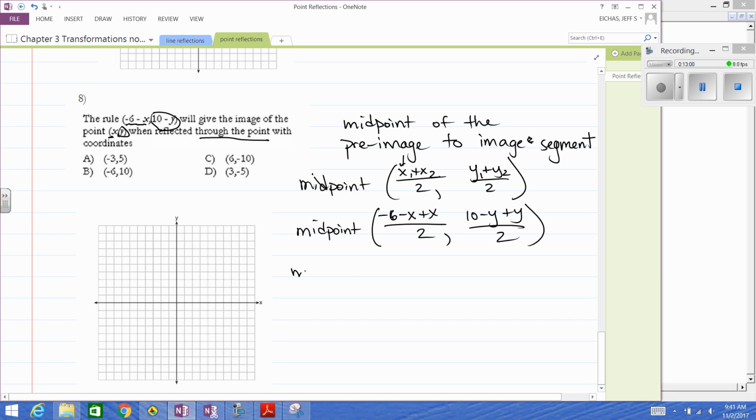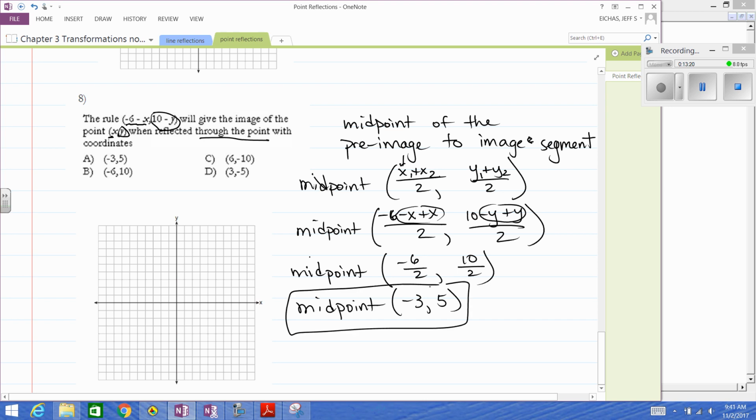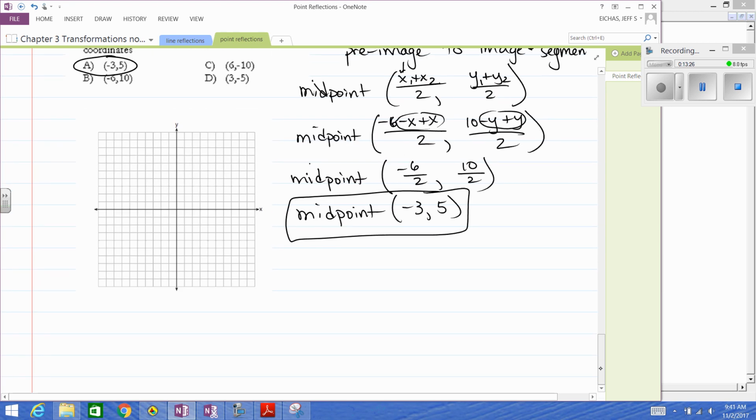Okay, so here goes. So the midpoint for this rule, negative 6 minus x plus x, that's going to go to 0. So it's really negative 6 over 2. That's going to go to 0, so it's 10 over 2. And what we get is negative 3, 5. So that's going to be our answer. Now, that was pretty tricky, but you can handle it. Negative 3, 5. Let's verify it with a graph.